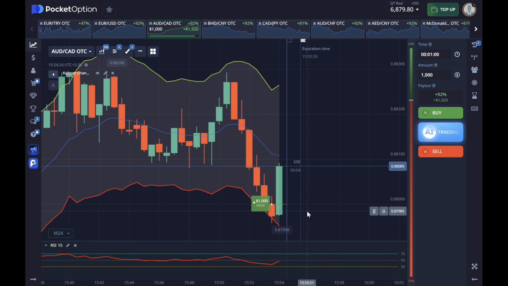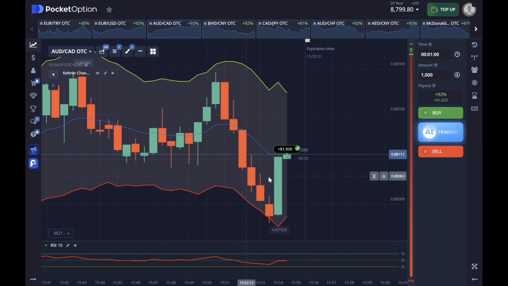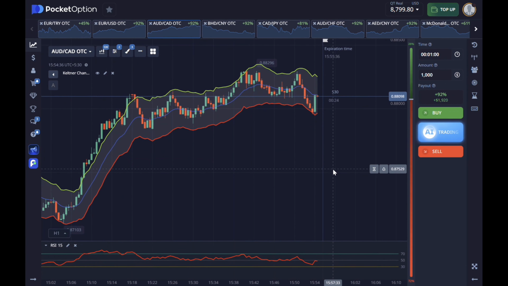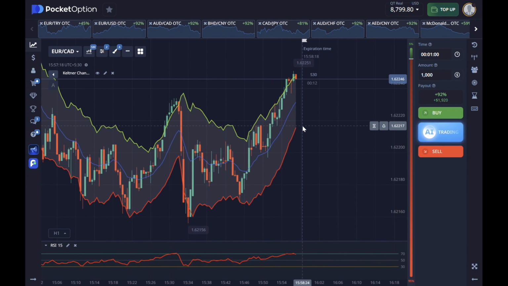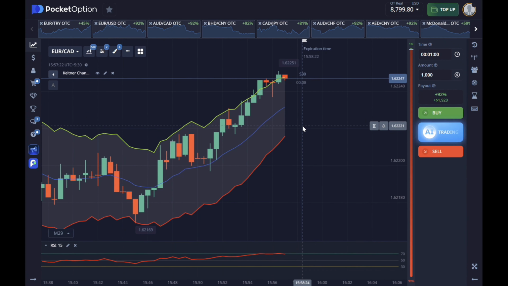And now, our trade appears to be profitable. In 3 seconds, our trade here will be closed. Okay, so our trade has been closed here and we have booked a profit of $1,920.